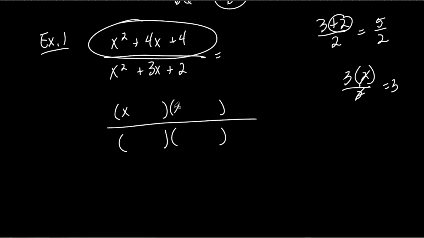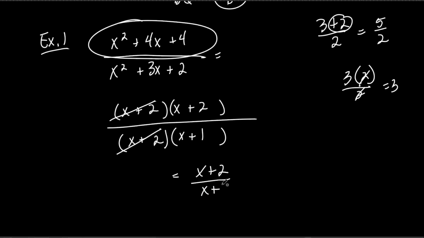Watch. Got an x here. What's going to be here? That's going to be a 2, and that's going to be a 2. What's this one? This is going to be a 2 and a 1. Now, let's simplify this. How can we simplify this? This x plus 2 and this x plus 2 cancel. My answer, oh, forgot the plus. And that is your answer.